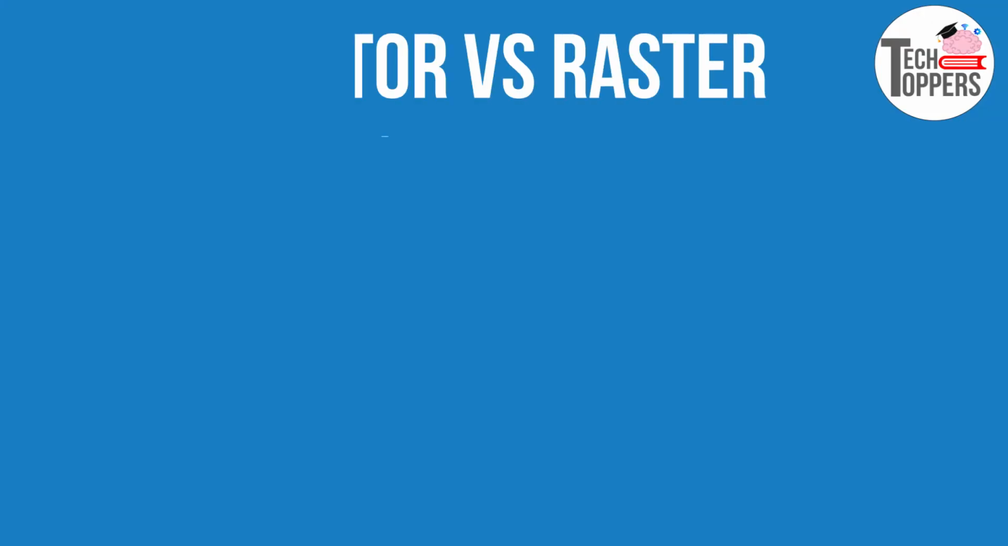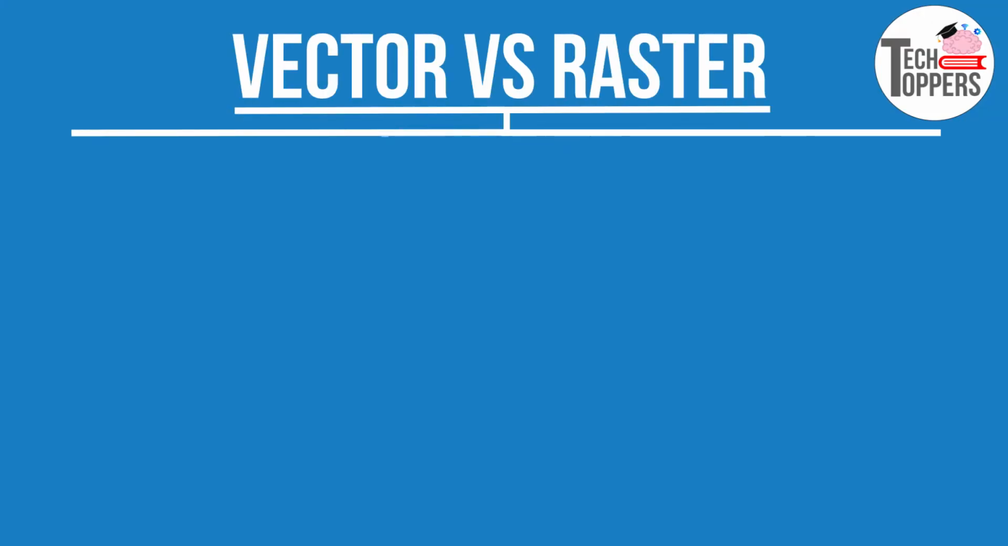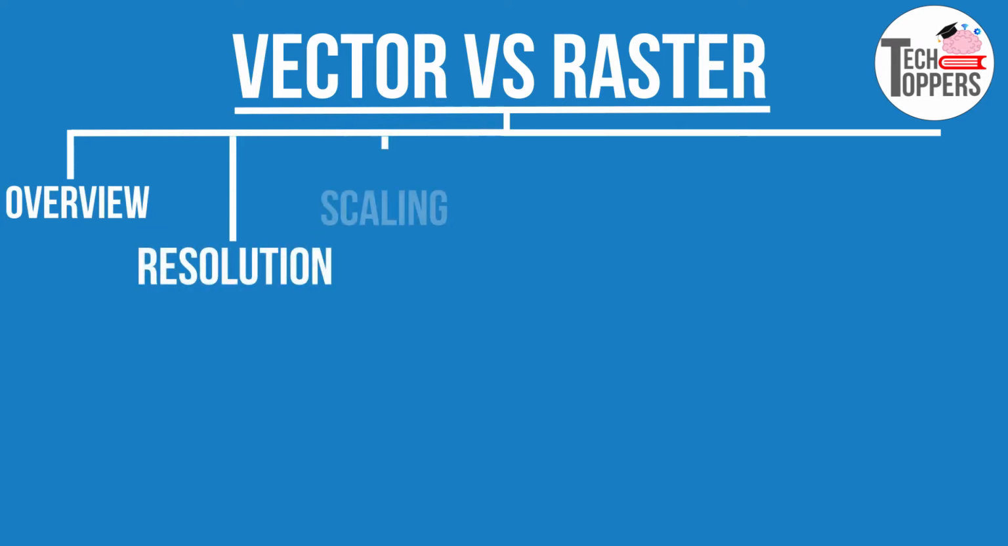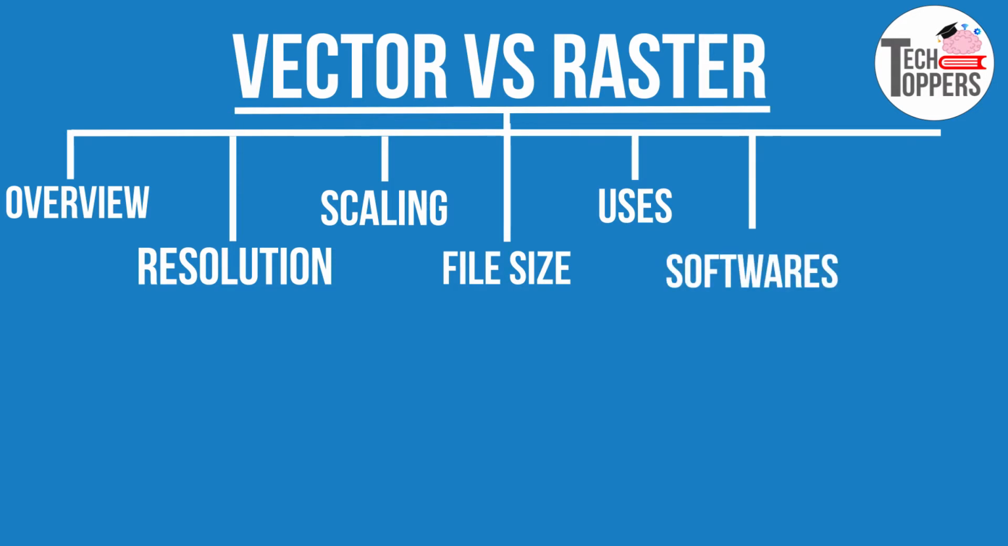So, what are they? What is the main difference? We are definitely going to talk about this throughout this video. So, without any further ado, let's get started. This video would definitely differentiate between vector graphics and raster graphics, and we will be particularly talking about 7 points, like the overview, file resolution, and many more things in this video.